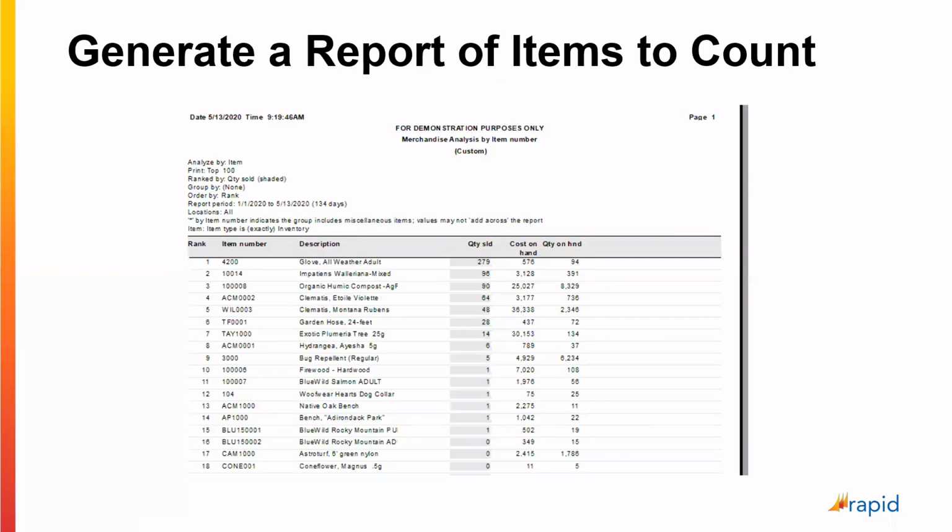Thank you. And this is going to be the report that you're going to see. So after we run this top 100 report, here's an example for the top 18. This is exactly what the report is going to show. We can see the ranking of the item number, the description, and the rightmost is going to be that quantity on hand. That is going to be a key value here.